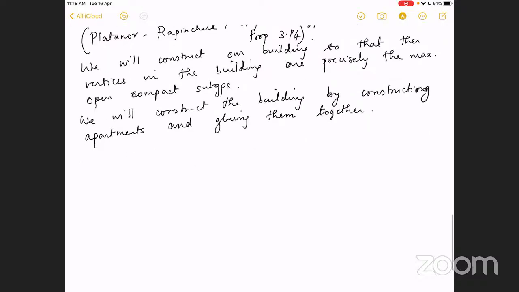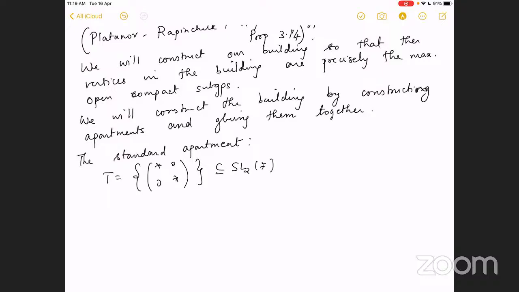Okay, so let me do that. What is called the standard apartment. So let me first define this. You have the standard maximal torus, which is just the diagonal torus inside SL2(F). And you also have a Borel subgroup, which is given by the group of upper triangular matrices in SL2.